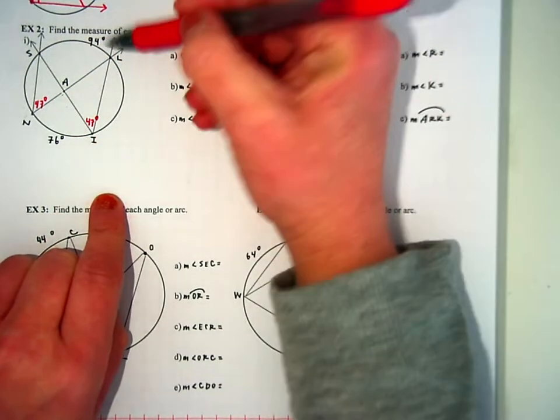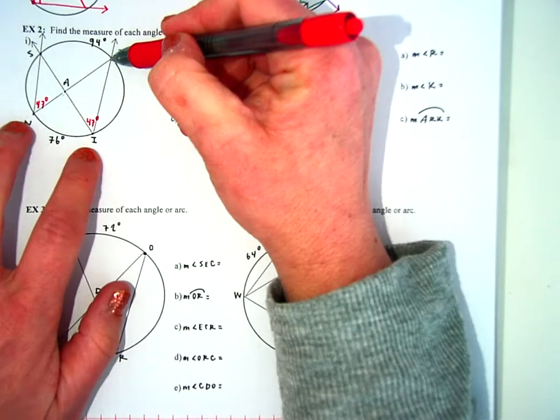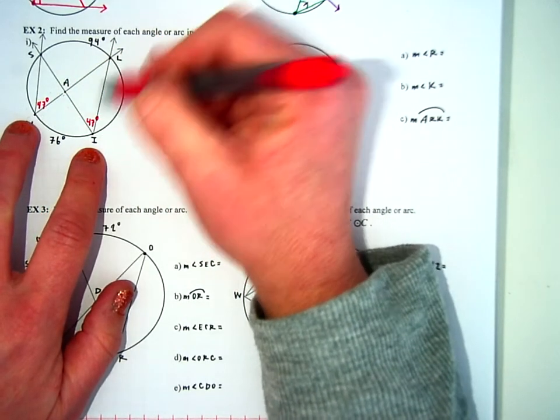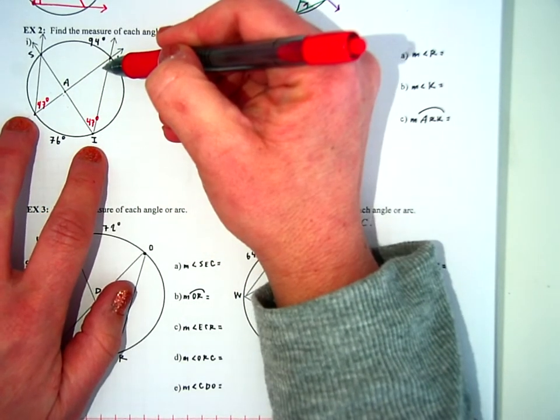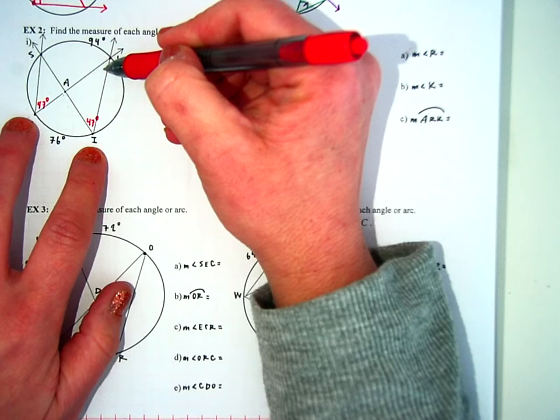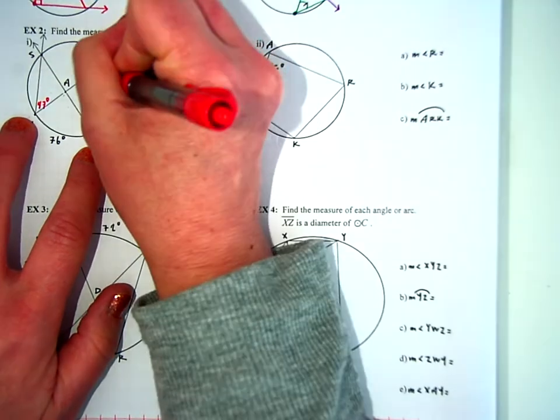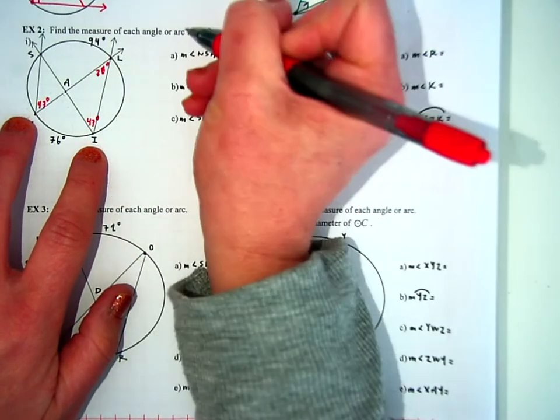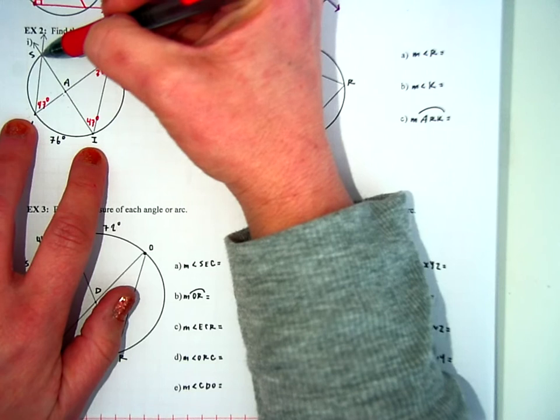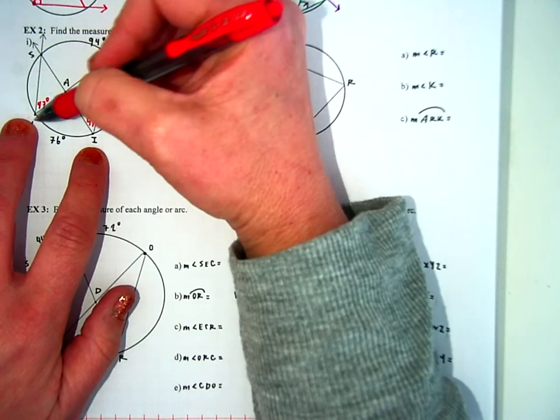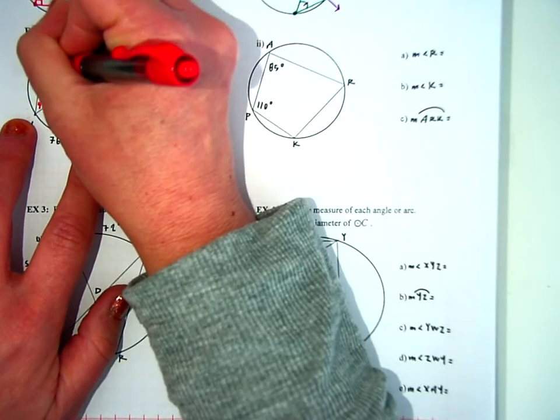Okay, if I move over here to where L is, this right here, for this angle right here, its intercepted arc is 76. So half of 76 is 38. So I have a 38-degree measure here. Where S is right here, that inscribed angle, it has the same intercepted arc, so also 38 degrees right here.